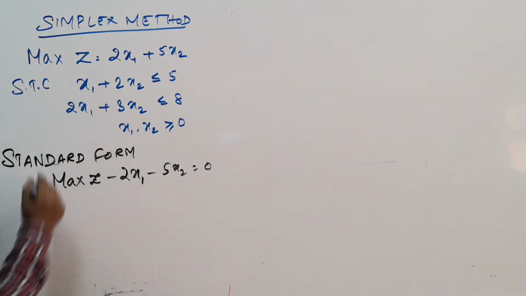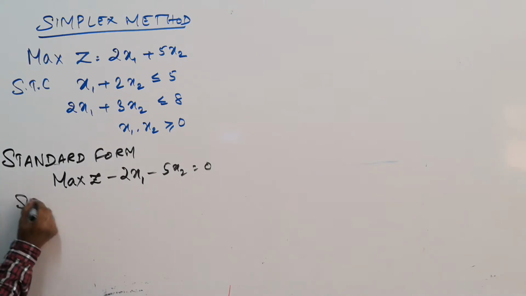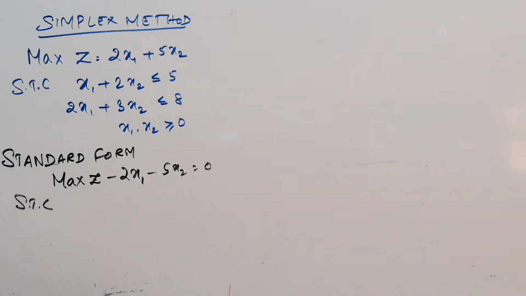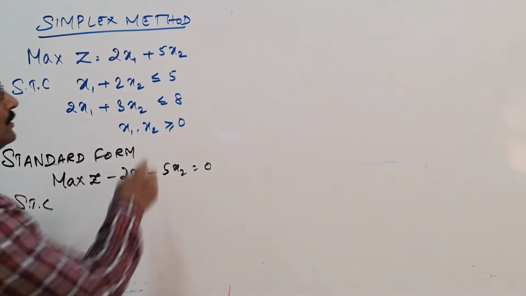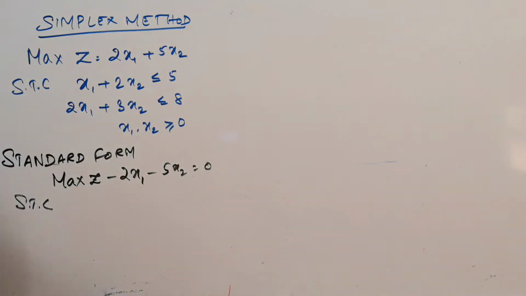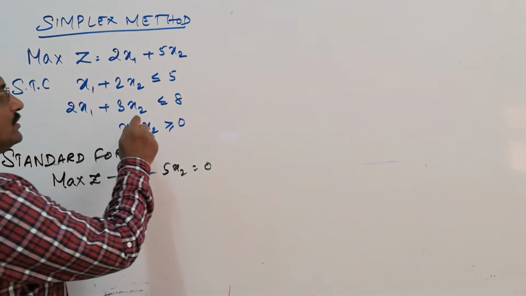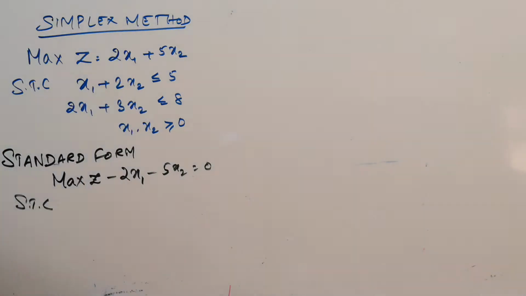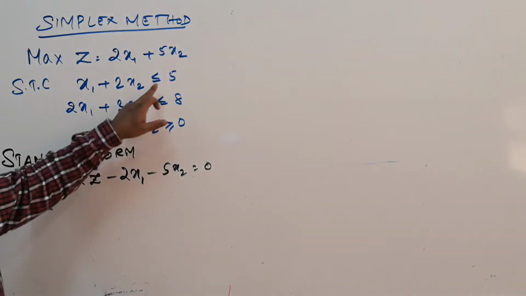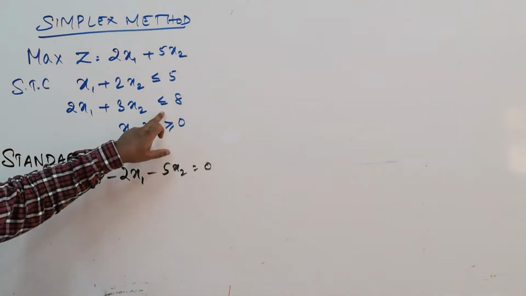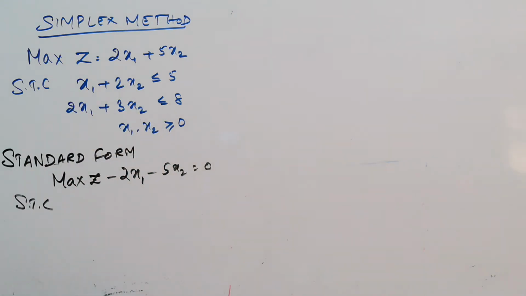Now, when we are checking the conditions or the constraints, we are going to convert them into equalities and check what is the type of the equation. When I check the type here, this is less than or equal to type. Both the equations are less than or equal to type.